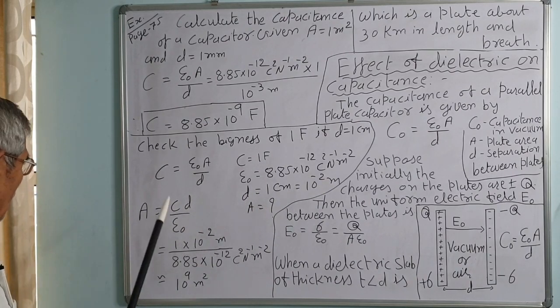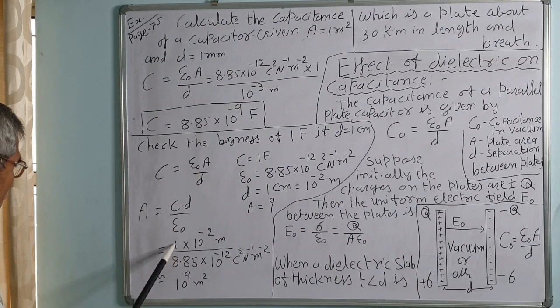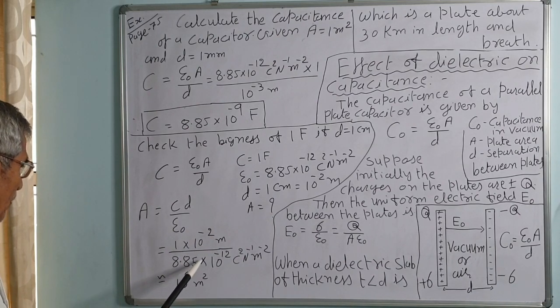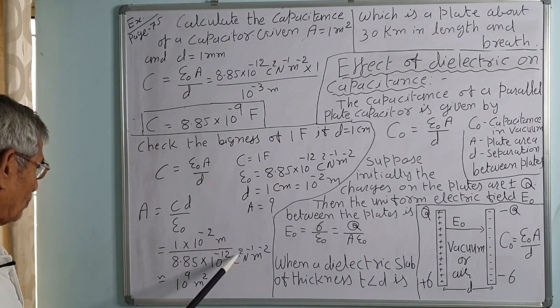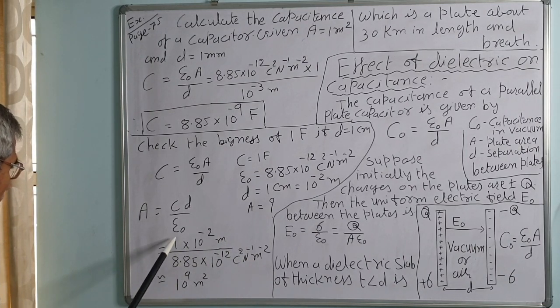What is the area? Let us calculate. A is equal to C D upon epsilon 0. From this equation, C is 1 Farad, D is the distance, that is 1 centimeter, that is 10 raised to minus 2 meters, and epsilon 0 is 8.85 into 10 raised to minus 12 Coulomb square, Newton minus 1, meter minus 2. That comes roughly, minus 12, if you take it up, that will be a plus 10, and this is 1.1, that is we can write as 10 raised to power 9.